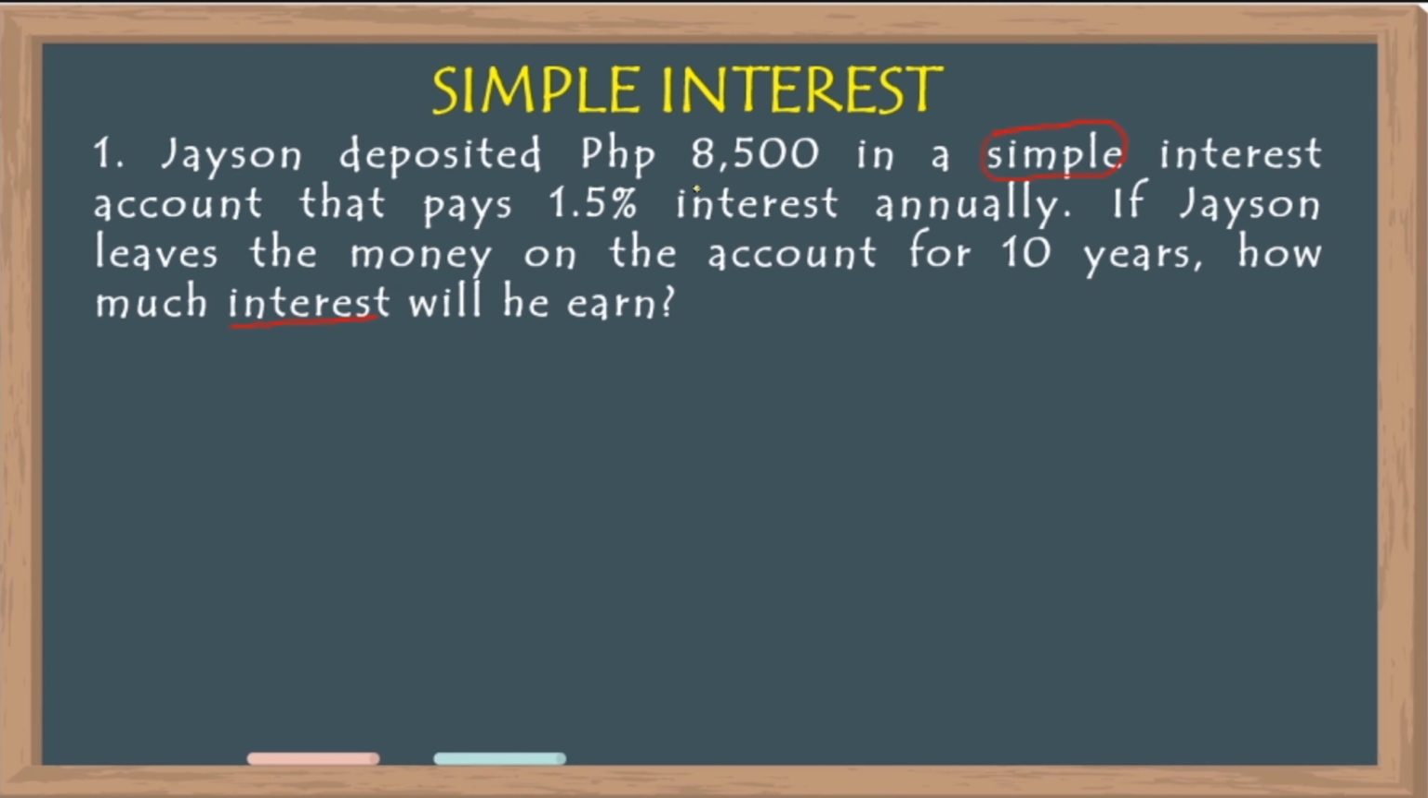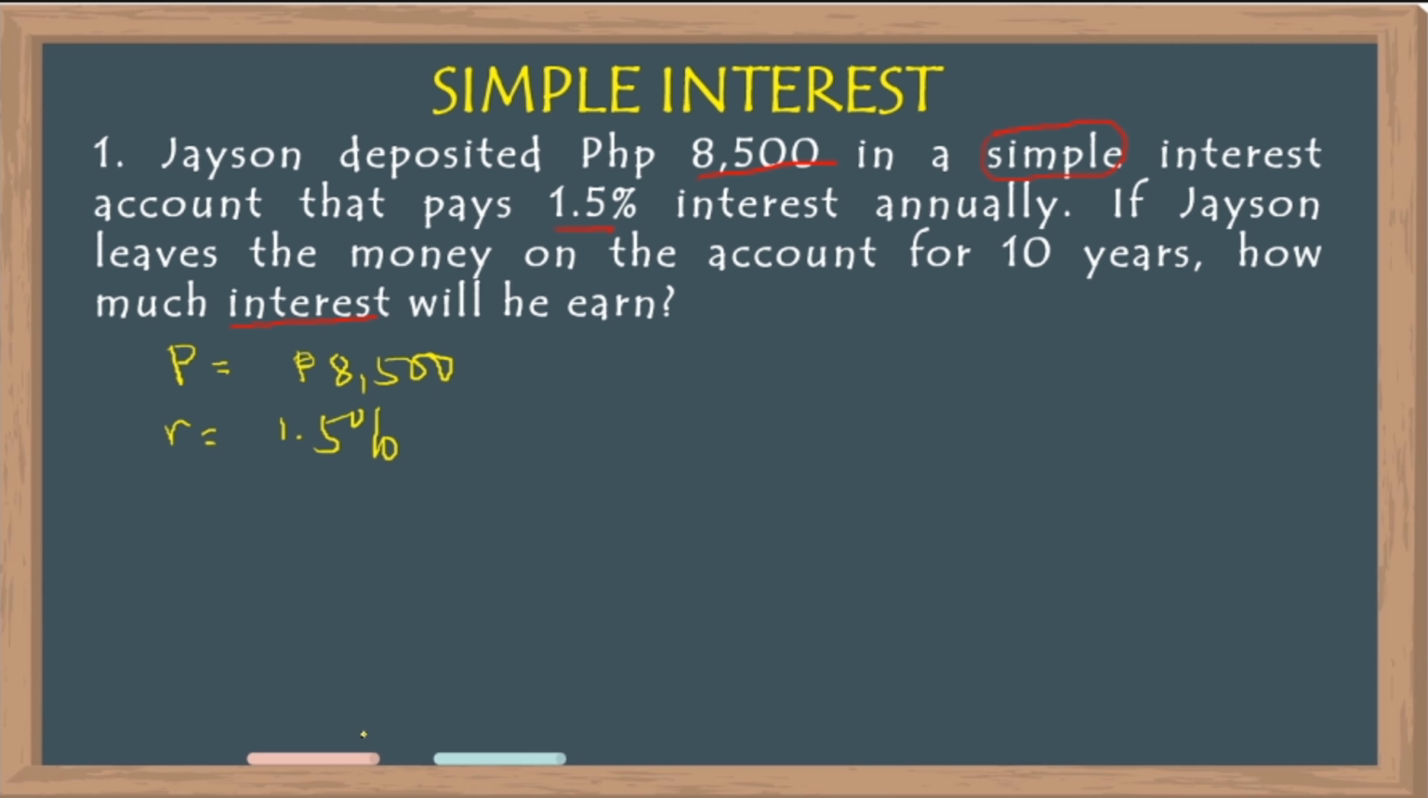So, what is 8,500? Jason deposited 8,500. Ito po yung tinatawag nating original amount or the principal amount. Okay, yung P or the principal amount. So that is 8,500. Next, ano po itong 1.5%? Yan po yung tinatawag nating rate. Yan, so 1.5%.